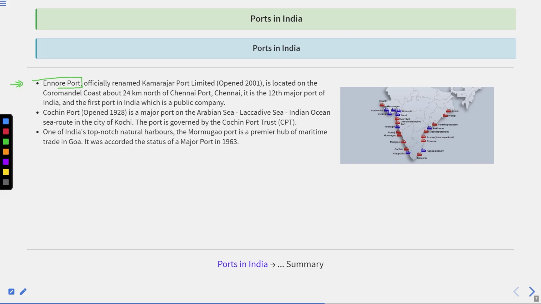Then we have Ennore Port. Ennore Port, which was officially renamed Kamarajar Port Limited, was opened in the year 2001 and is located on the Coromandel coast, about 20 km north of Chennai Port in Chennai. Here you can see. It is the 12th major port of India, the first port in India which was a public company.